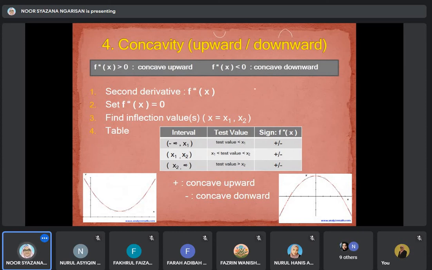But the steps to determine concavity, first, you need to find second derivative. Kena differentiate the function 2 times. Number 2, the differentiated function equal to 0, samakan dengan kosong. Kenapa kita nak samakan dengan kosong? Because we want to find the inflection values. Okay, x equal x1, x2. Nilai dia x juga sama, cuma nama berbeza.